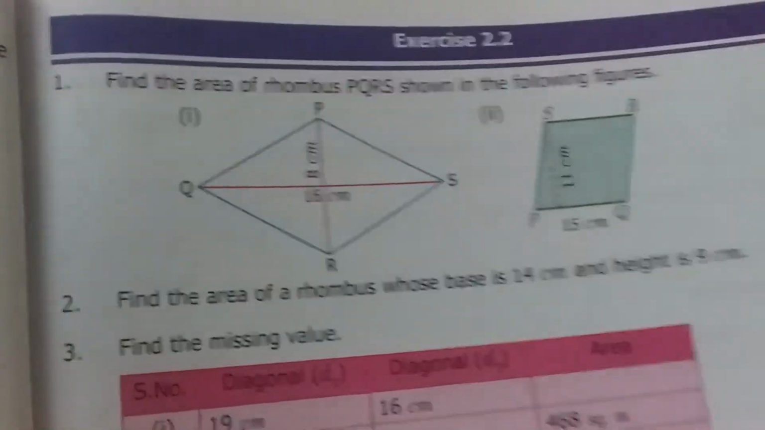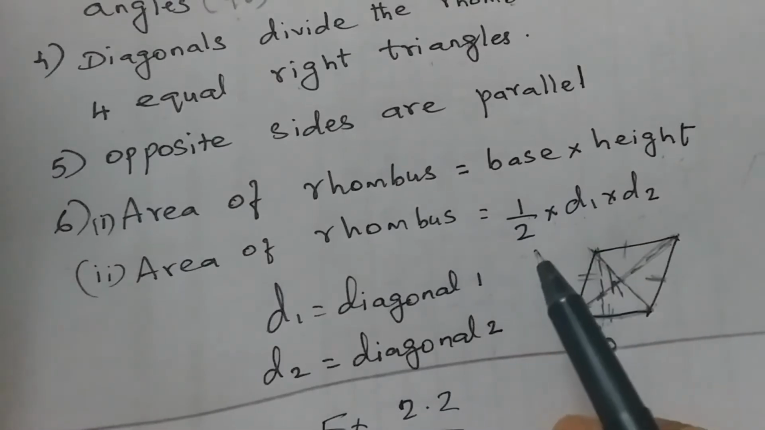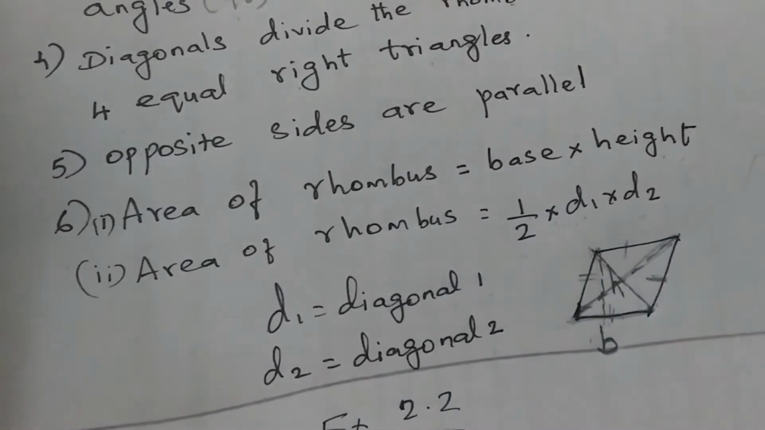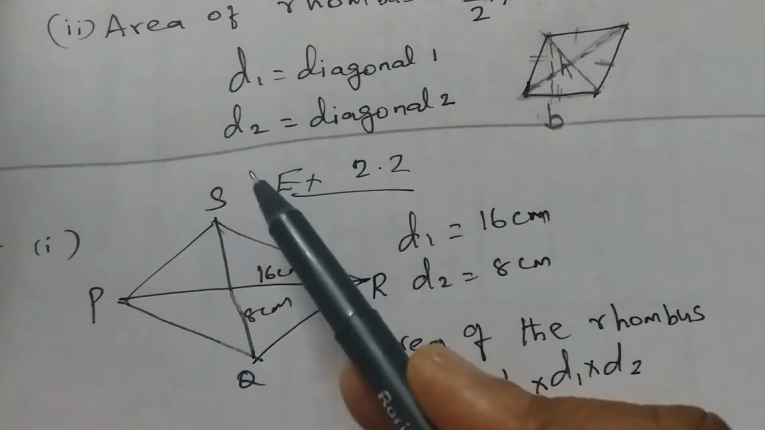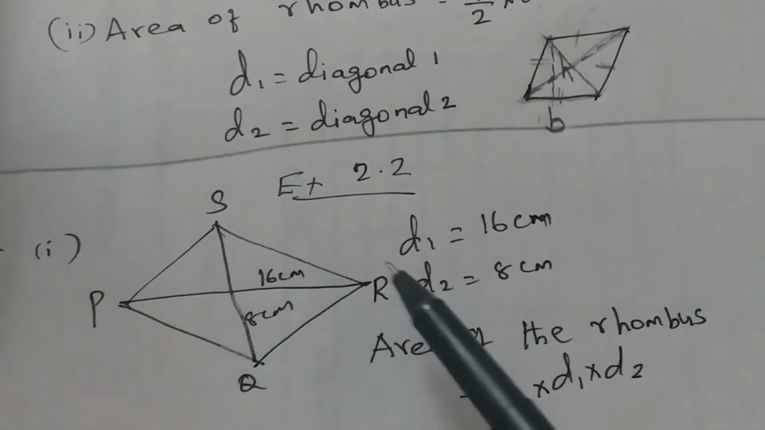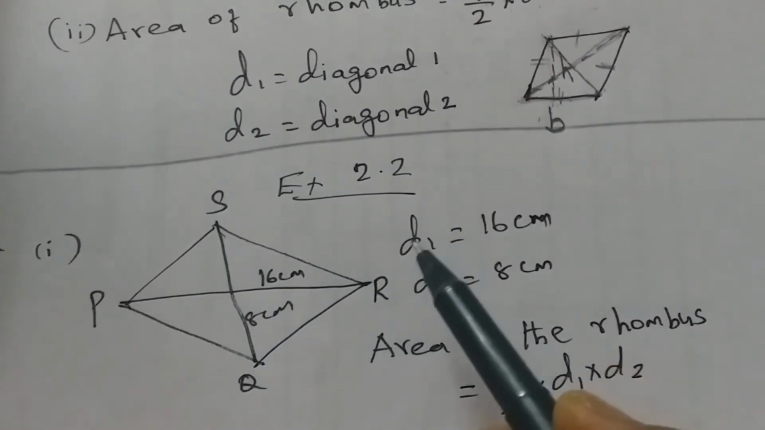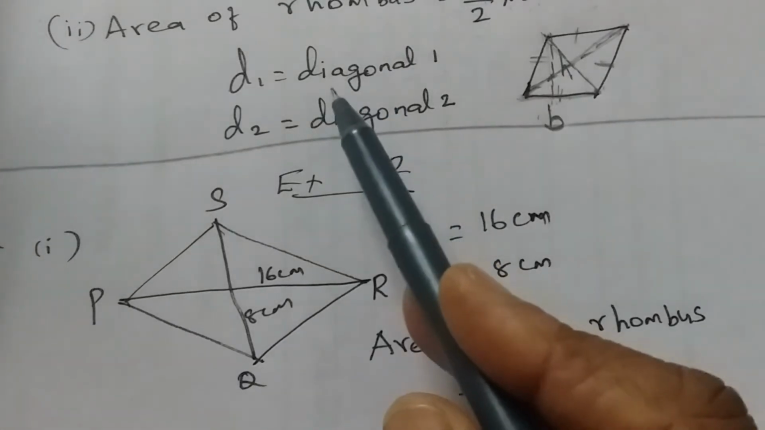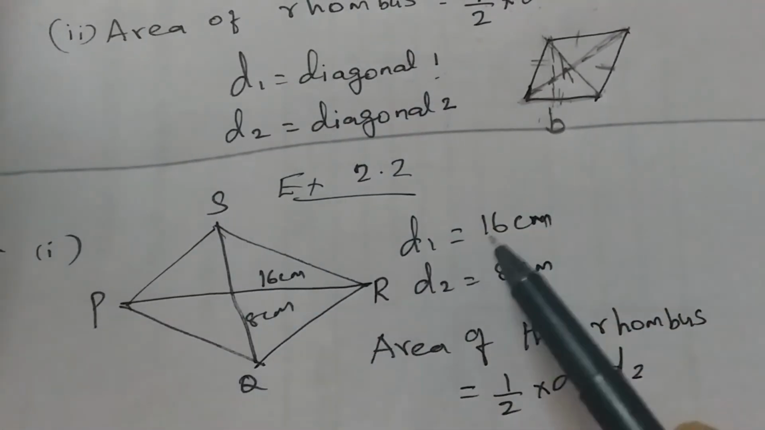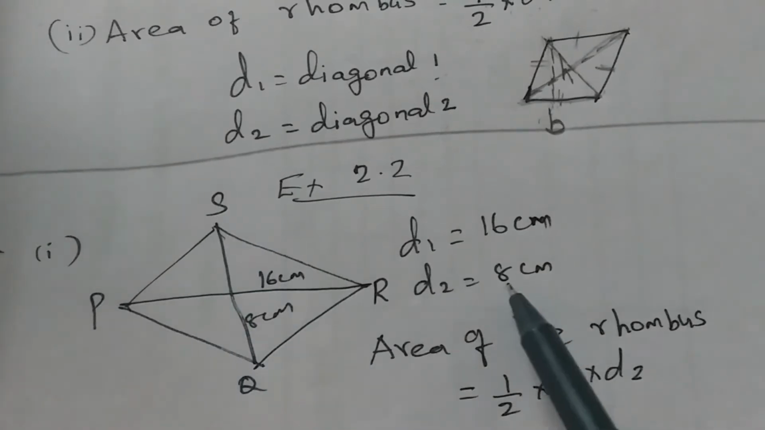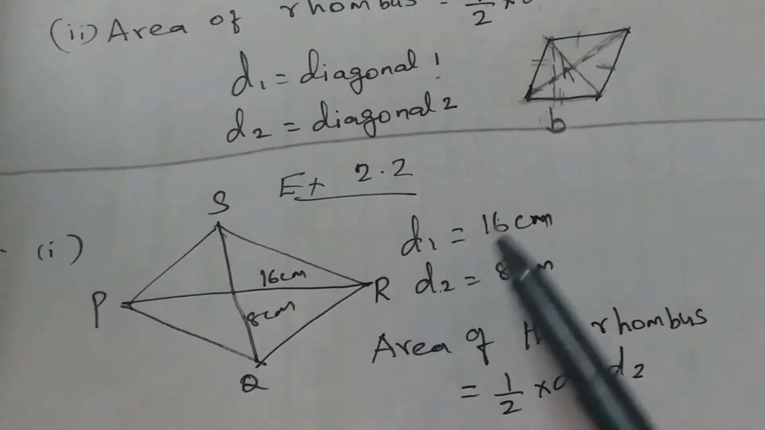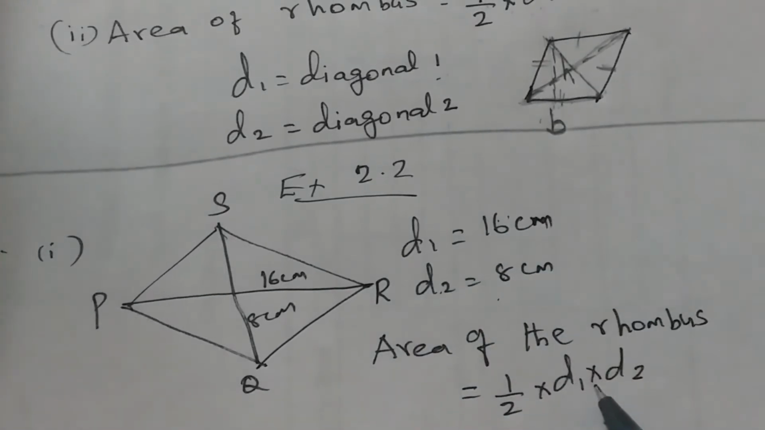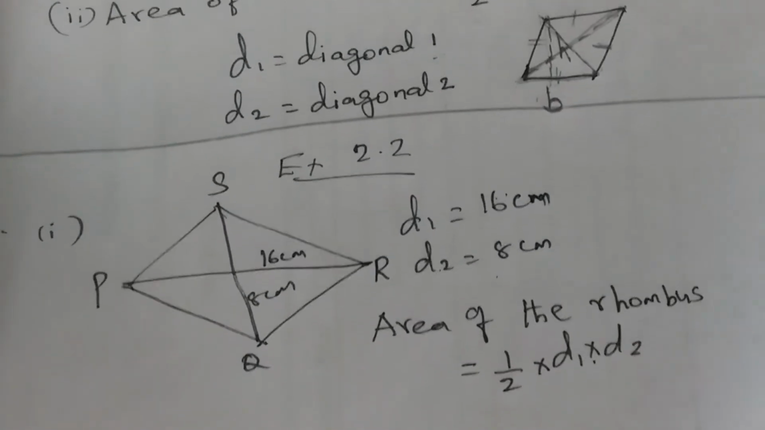So what is the formula when you know the diagonals? When the diagonals are given, the area of a rhombus is 1 by 2 into D1 into D2. So we'll use this formula to find the area. This is the diagram given in the book. You are given SQ 16 centimeter, PR 8 centimeter. How do we denote it? D1 means diagonal 1. Okay, so diagonal 1 is 16 centimeter, diagonal 2 is 8 centimeter. It can be interchanged also. You can take diagonal 1 as 8 and diagonal 2 as 16. However you change, we are going to multiply only. We have studied the properties of multiplication already.